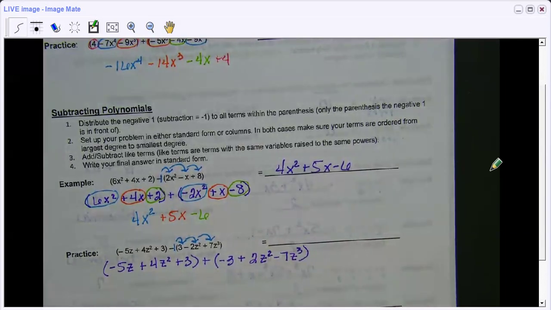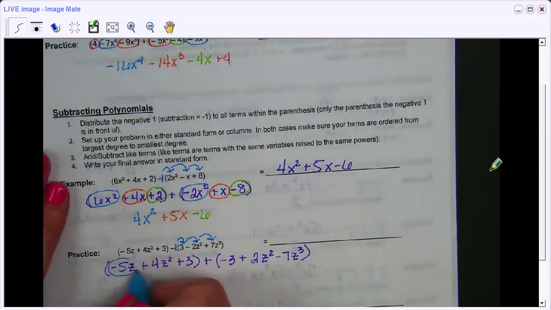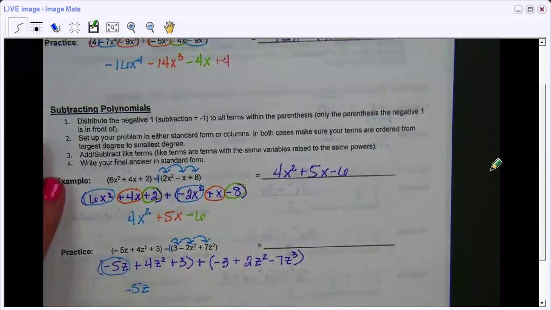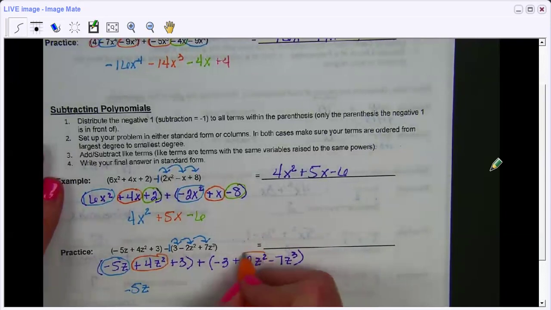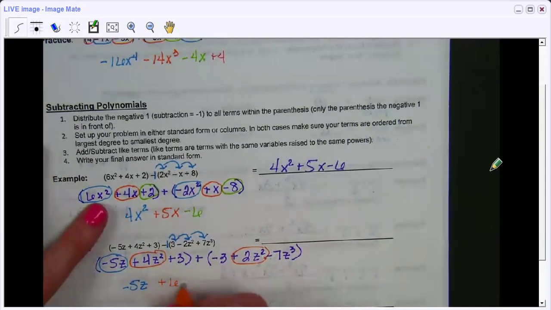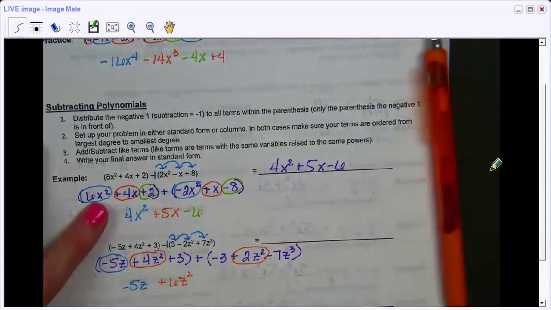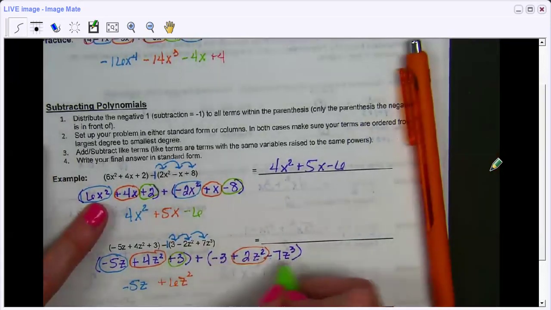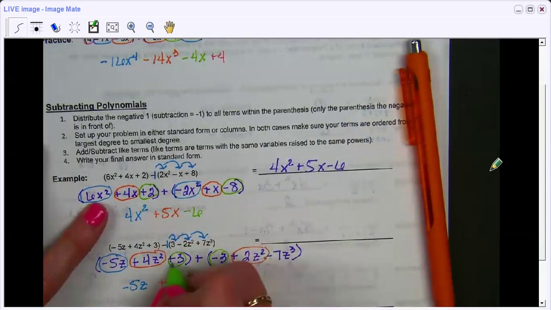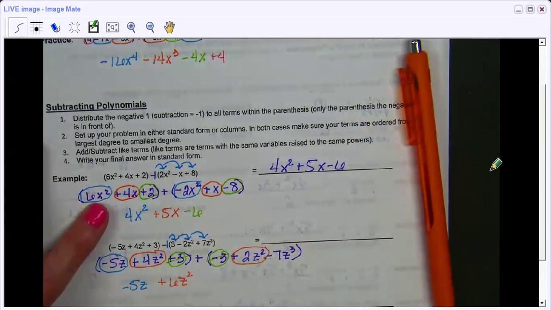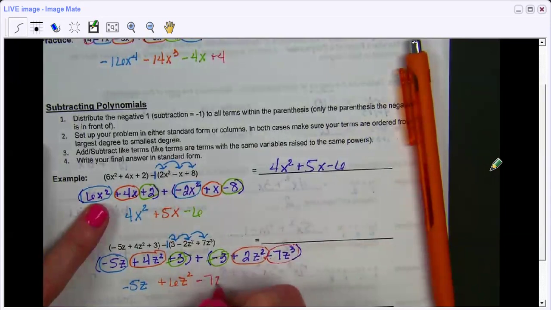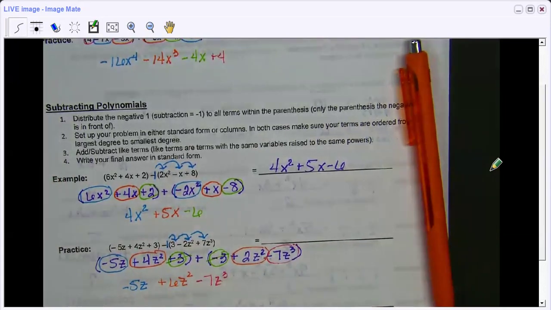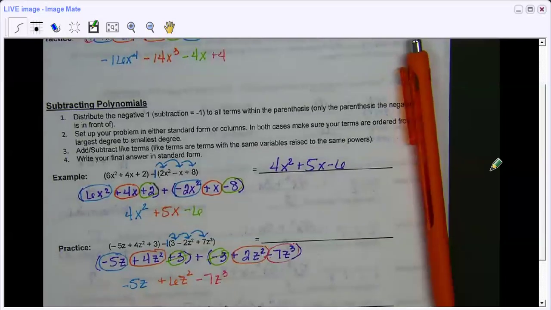Now I'm going to combine my like terms. So I have 5z. Oh, I don't have anything to combine it with. And I have 4z squared and 2z squared. I have 3 and -3, which is a 0. Those cancel out, so I don't need to do anything with those. And then I have a -7z cubed. Okay. So now I'm going to write my final answer in standard form.